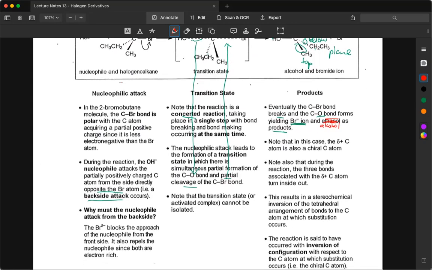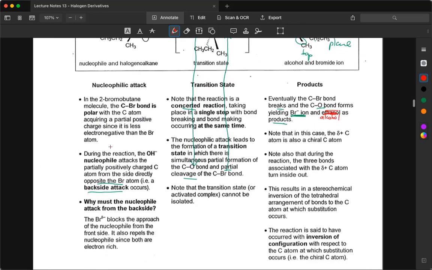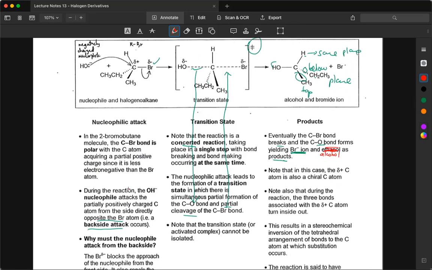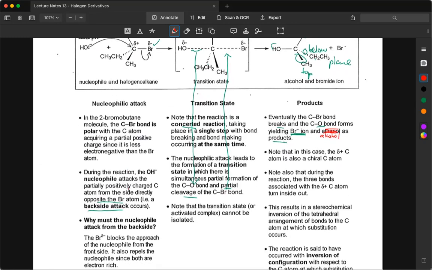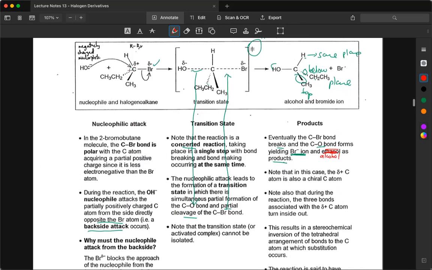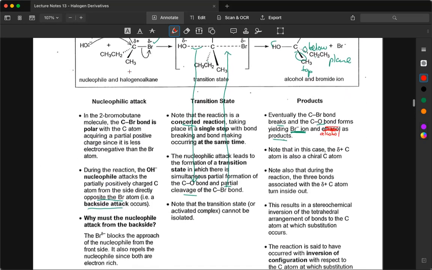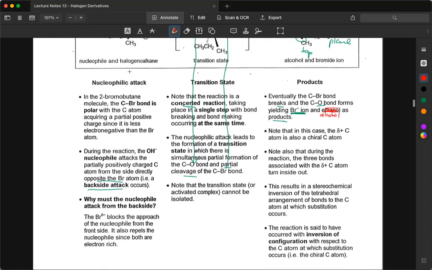Why must the nucleophile attack from the backside? Because the bromine blocks the approach of the nucleophile at the front. Because the bromine is leaving from the front, it's blocking the nucleophile from the front. That's why the nucleophile has no choice but to attack from the back. The nucleophile has to avoid the bromine because both are electron rich and will repel each other.